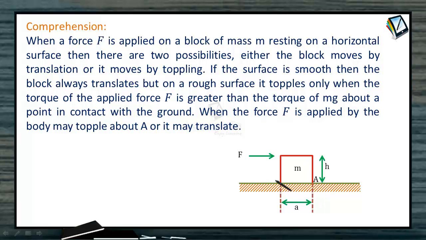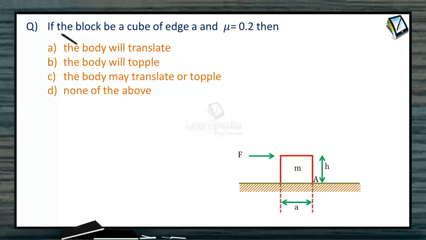So this is the picture. This is the body of width A, height is h. This is point A. Force F is applied at the top about point A. Question number 2. If the block be a cube of edge A and mu is 0.2 between the surfaces, then the body may translate, the body will topple, the body may translate or topple, none of the above.